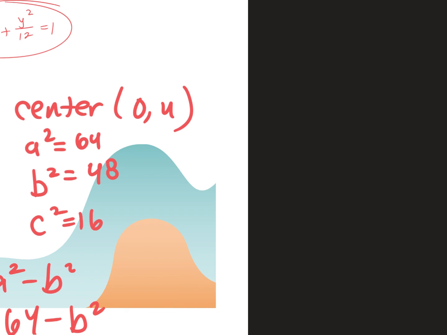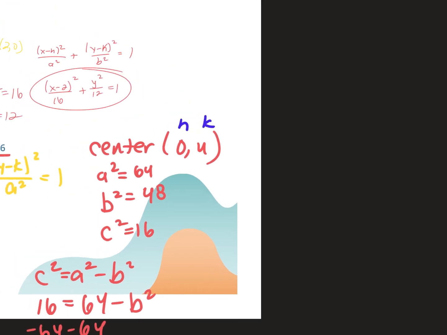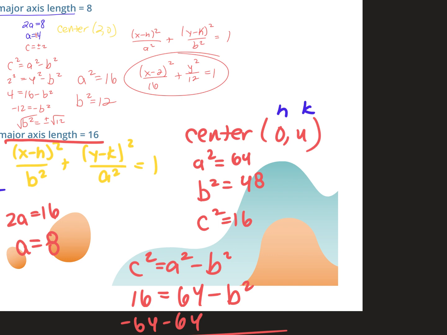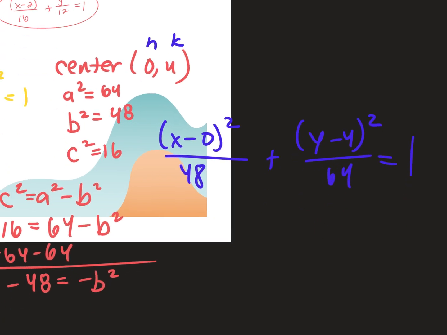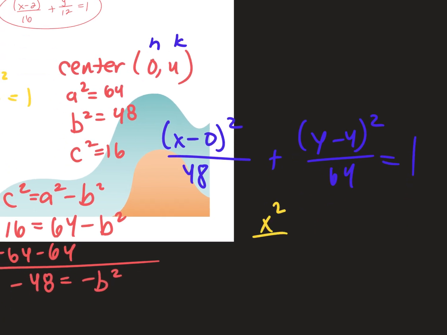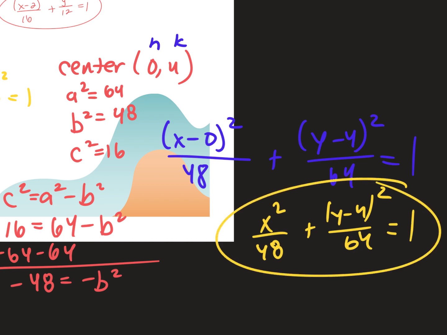Write this equation. This is my h. If you need to remind yourself, there's h and k. Don't forget what variable is going underneath what. What does my equation look like of this ellipse? X minus, you could say 0 squared, that's fine. Over what? 48, great. Plus y minus 4 squared over 64 equals 1. How you'll probably see it written would be x squared over 48 plus y minus 4 squared over 64 equals 1. Good.